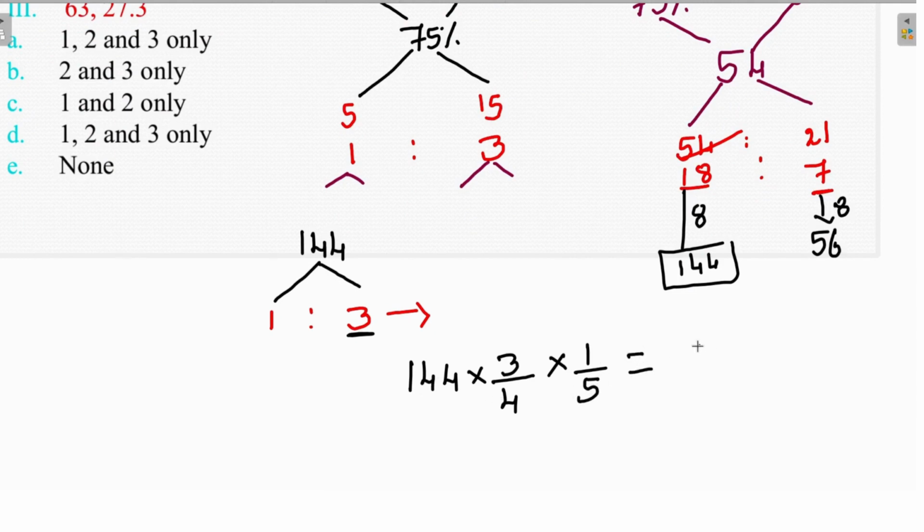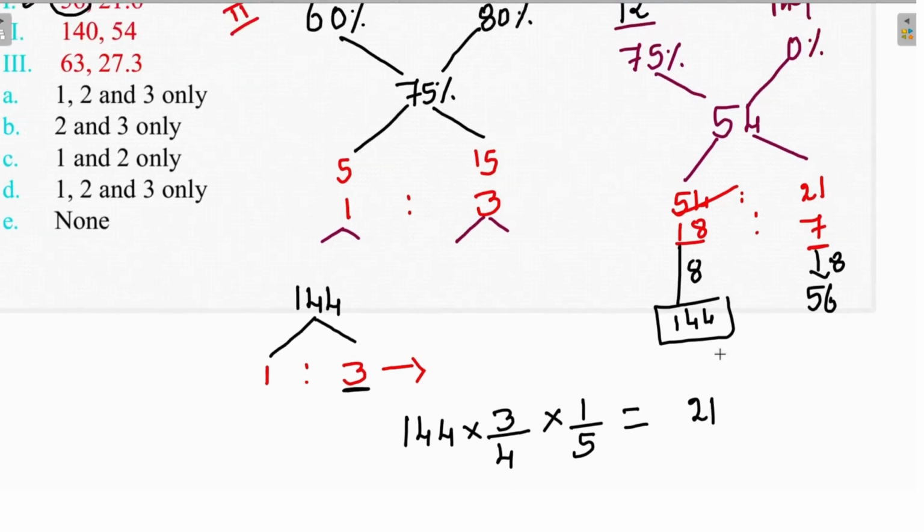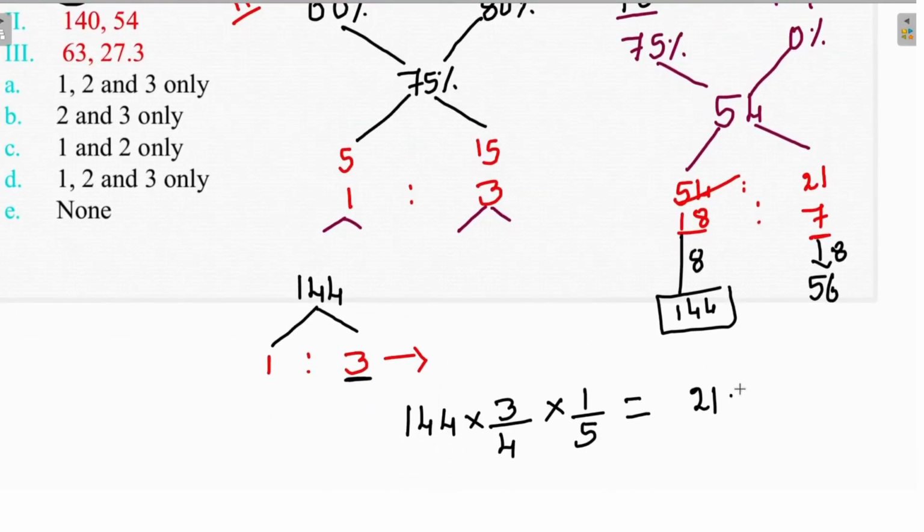If I solve this equation, you will get 21.6. Again, in the same way you have to solve it for the next option, where instead of 8, now 7 parts is equal to 140.